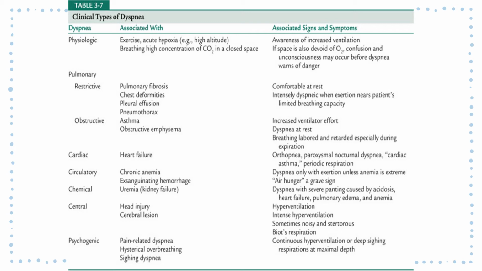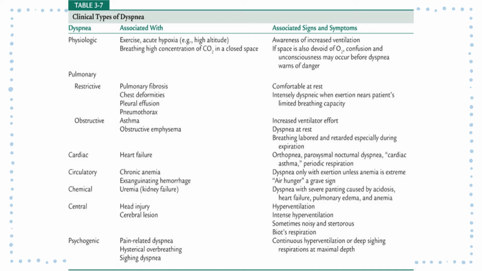As far as pulmonary restrictive, including pulmonary fibrosis, chest deformities, pleural effusion, and pneumothorax, those are all considered restrictive processes. These people are generally comfortable at rest. They become intensely dyspneic when exertion nears the patient's limited capacity. They can do so much, but if you push them over the edge, then they're really quite short of breath.